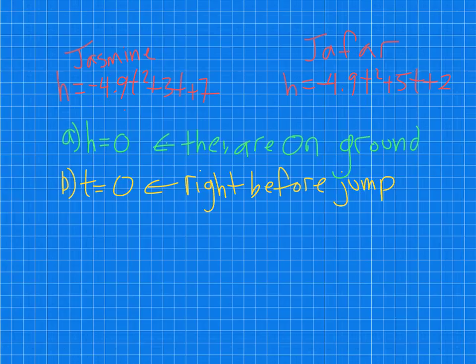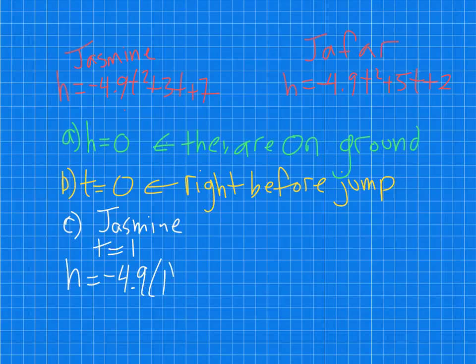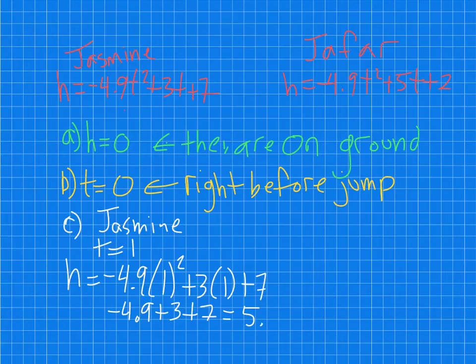Okay. See how high is each of them after 1 second. So for Jasmine, that means that t equals 1. I'm going to plug that in. So h is equal to negative 4.9 times 1 squared plus 3 times 1 plus 7. So it'd be negative 4.9 plus 3 plus 7, which when you add those together you get 5.1, and I think this is in meters, although I don't think I say that in the problem.